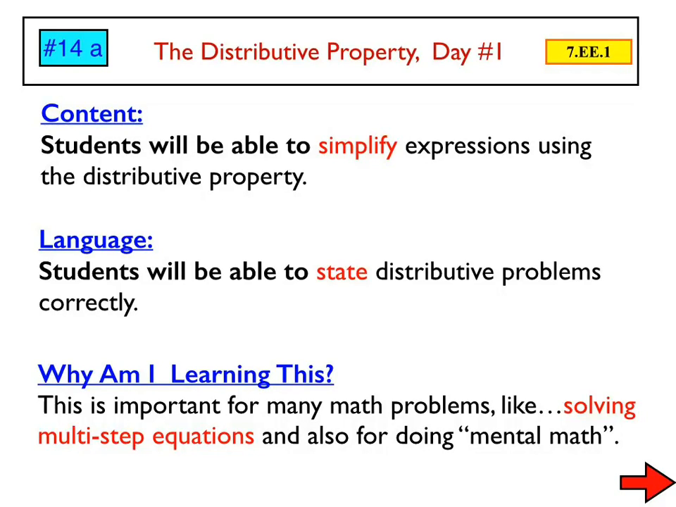Last lesson, we went through many of the important properties that we use in math, the commutative property and associative property and identity property and inverse property. We talked about why we needed those things. And today, lesson 14a, day number 1 of another extremely important property in math, the distributive property. So today, we will learn to simplify expressions using the distributive property. We're going to learn how to correctly state distributive property problems, and then our why am I learning this?